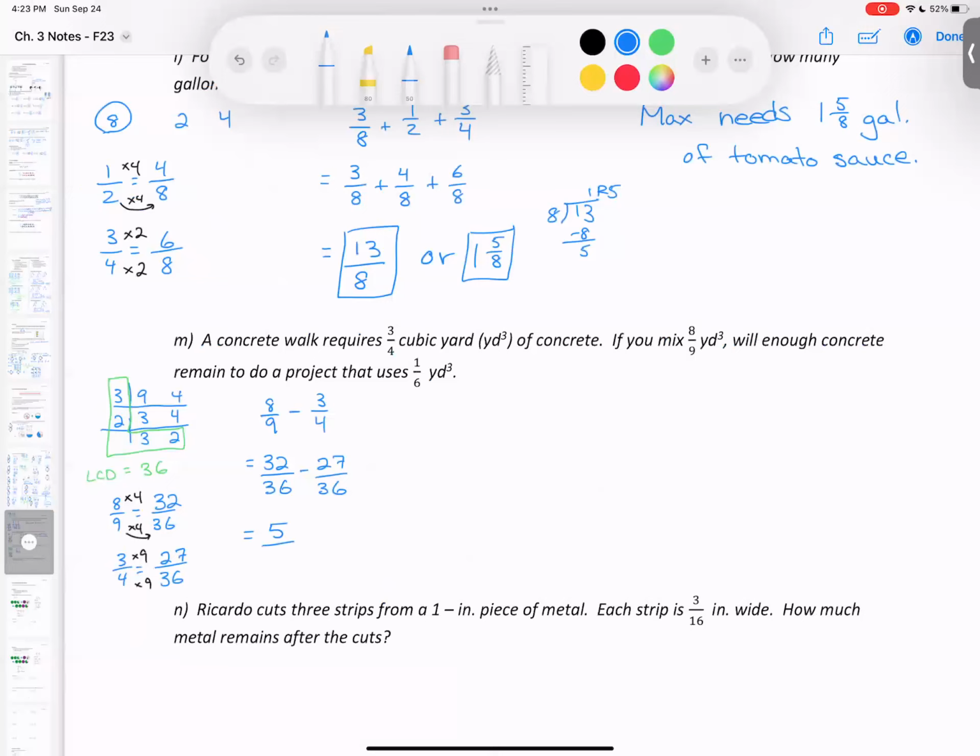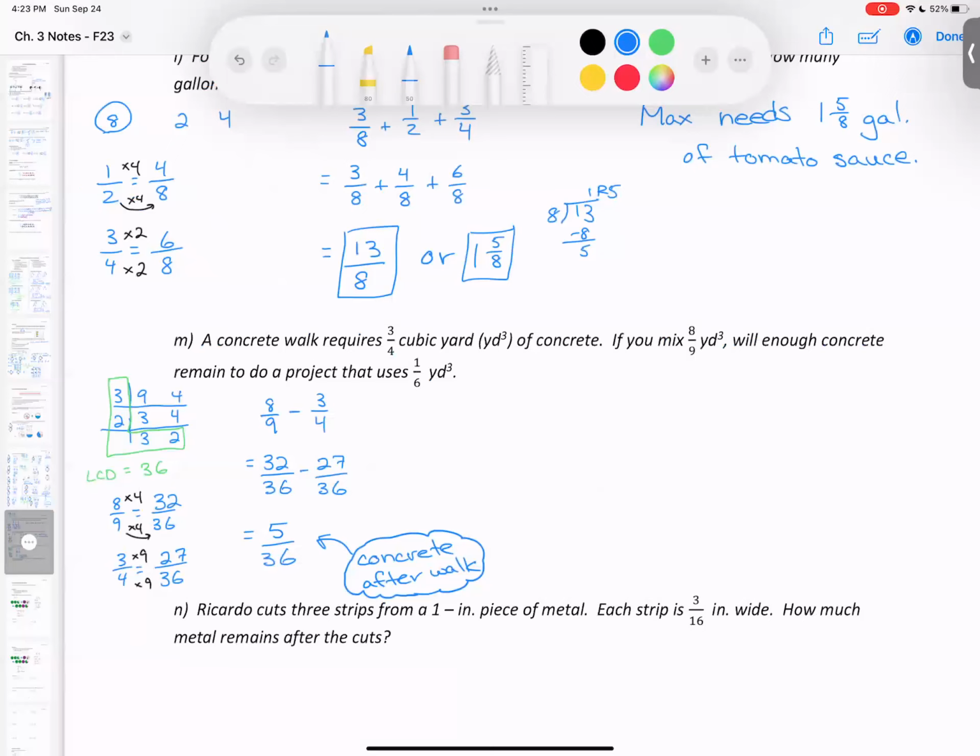So 5/36. So let's call this concrete after our first project, which was the walk. So concrete after we've poured the walk. Okay, now we have 5/36 of a cubic yard of concrete left over, and we want to do a project that uses 1/6 of a cubic yard. So let's figure out what 1/6 is then in terms of 36.